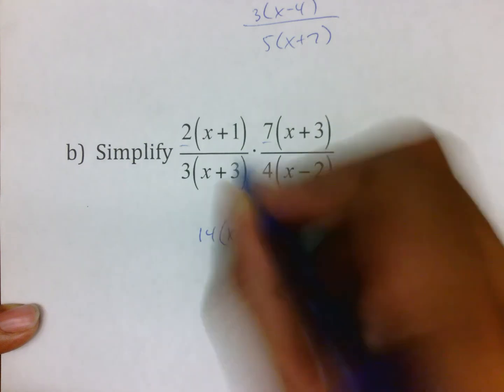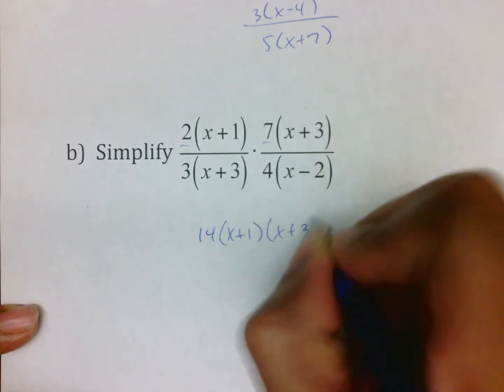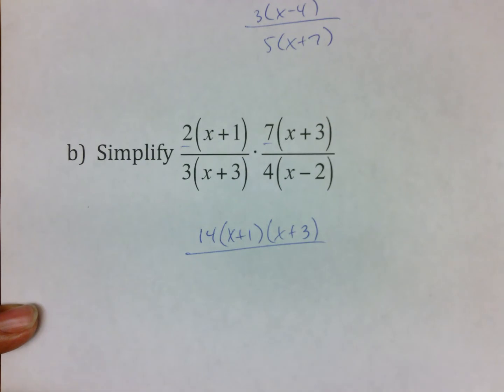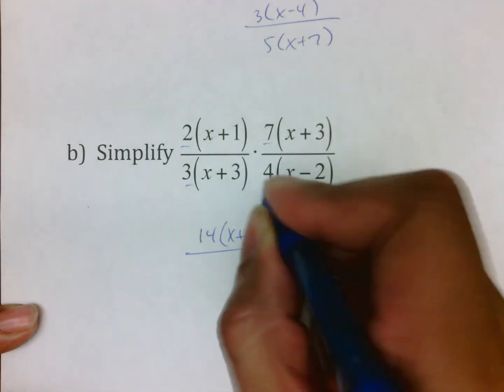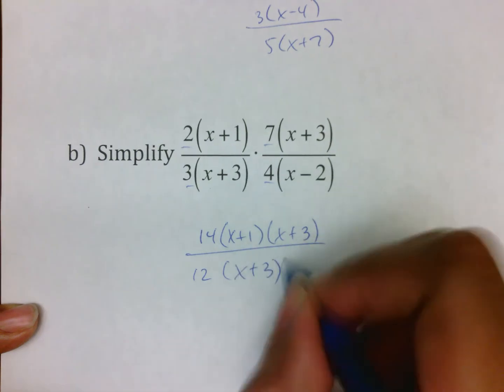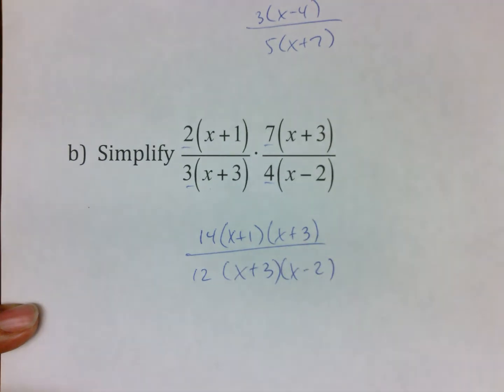You have an x plus 1 there. You also have an x plus 3. On the bottom, you've got a 3 and a 4 down there, which makes 12. You have an x plus 3. You also have an x minus 2.